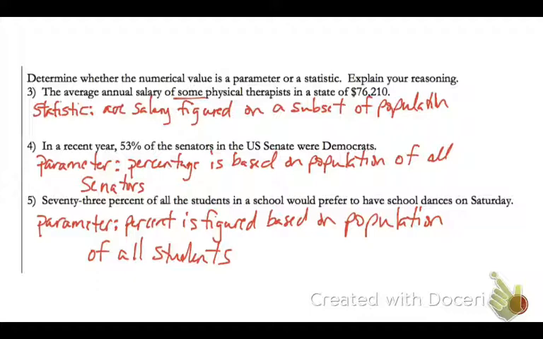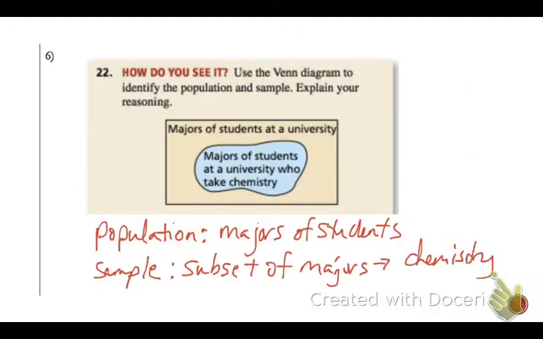And then on number 5, that is also a parameter because that percent is figured on the population of all the students. And then finally on number 6, how do you see it? So the population is the majors of students at a university, so what they're studying in the sample is those who are studying chemistry.